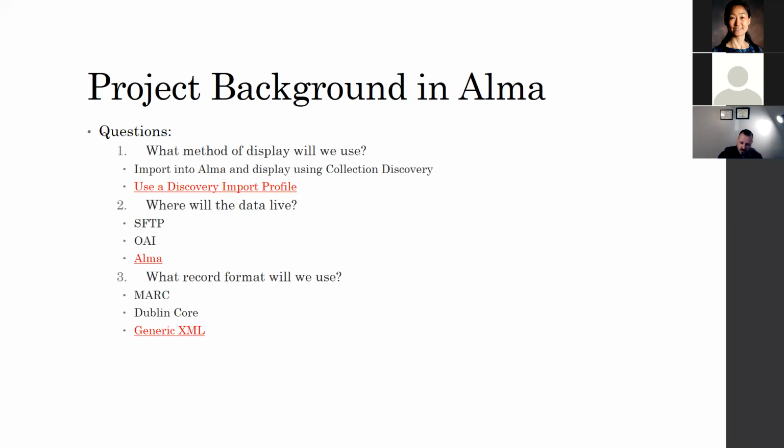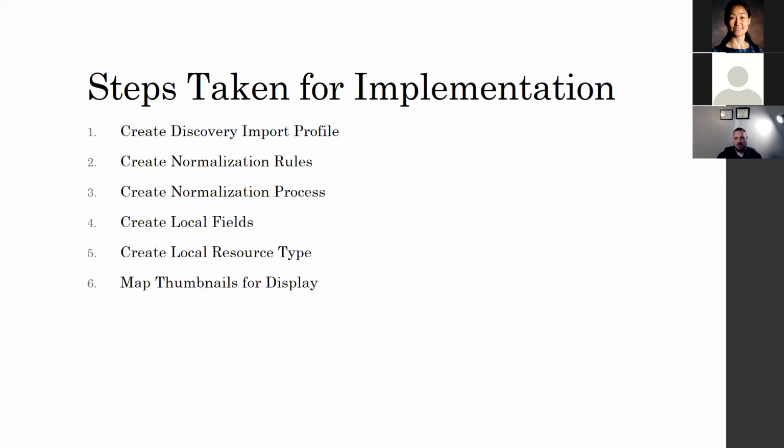So with that said, to get the project underway, there are basically 6 steps that I've worked on to get this going. And at a minimum, when I first started looking at this, I knew that steps 1 through 3 that you see here would have to be done. Obviously, having to create the discovery import profile, and having to create the normalization process to normalize the data. But as I went along, other things started to pop up that I realized that I should do as well, such as creating local fields, a local resource type, and mapping thumbnails for display.